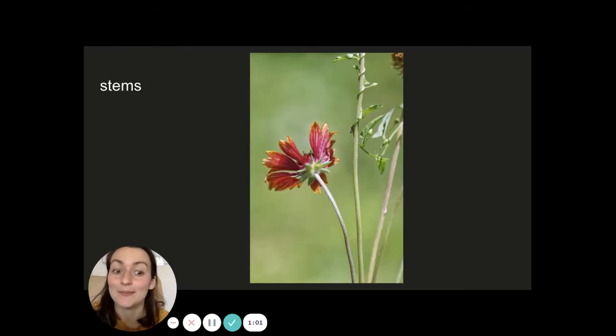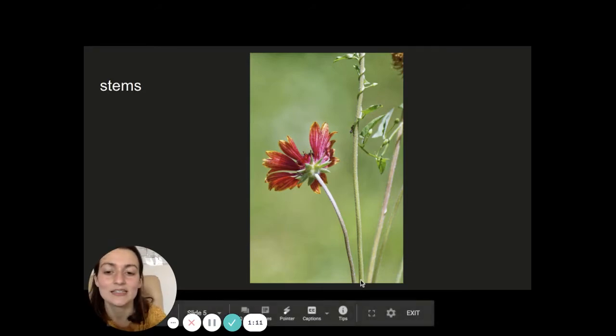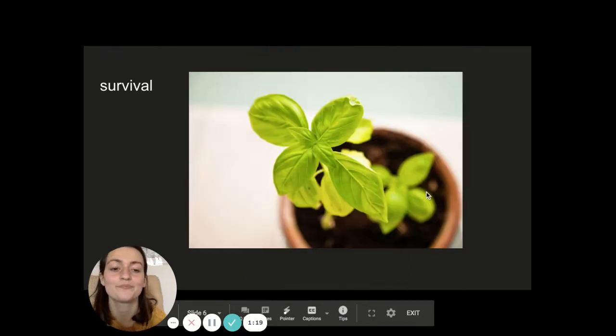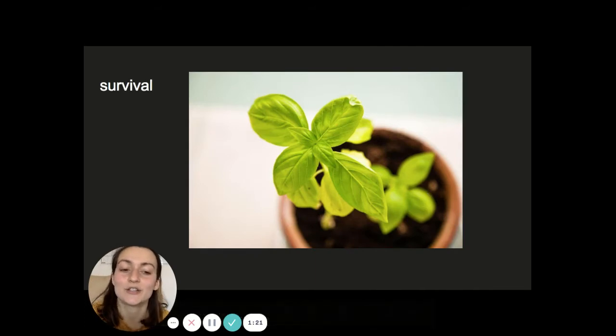Then we have stems. Stems are the parts of the plant that support the plant and carry water and nutrients to the rest of the plant. So this right here is the stem. See how it's holding up the flower, and then the food and the water go up the stem to get to the flower. And our last word is survival.